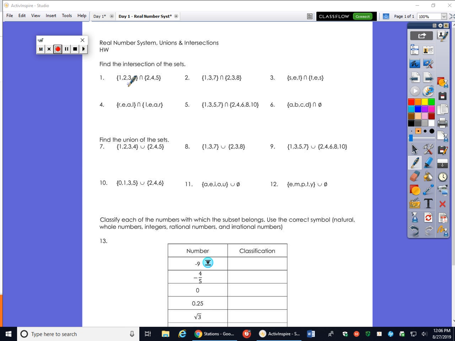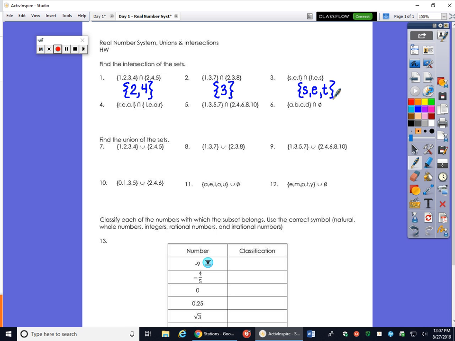So if we're looking at the two sets in number one, there's only two numbers that are in both the first and the second, and that's 2 and 4. So our intersection is 2, 4. In number 2, there's only one number that's in both of those sets, and that's 3, so the intersection is 3. In number 3, S-E-T and T-E-S are the same letters, so all of those, S, E, and T, are part of the intersection.